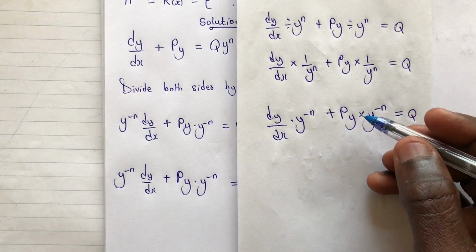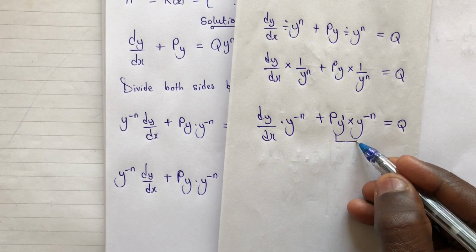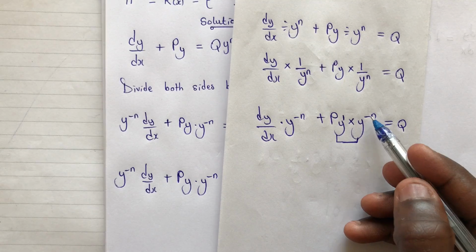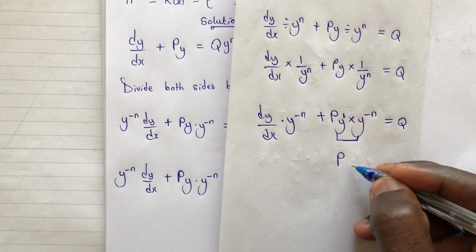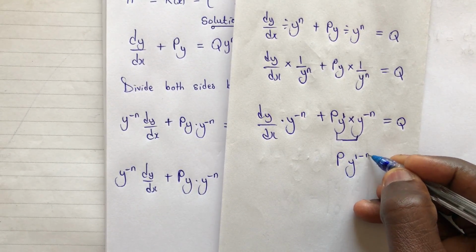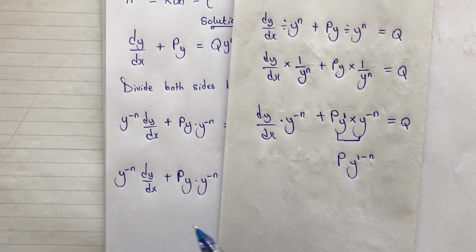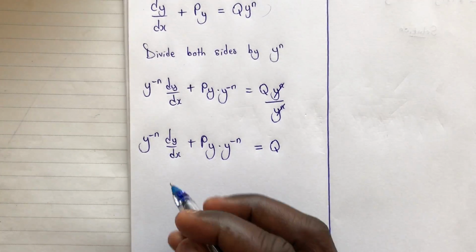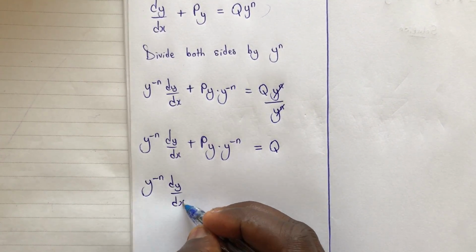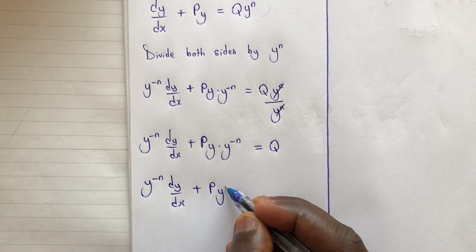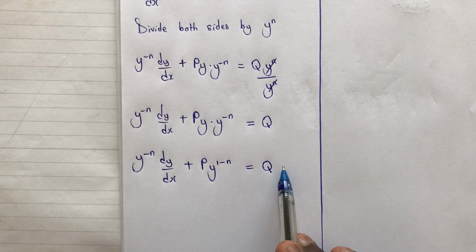Now, note that I have y to power 1 here. So from indices, I can pick the base, one of the base, and then add the powers. So this side of the equation is giving us p y^(1-n), because 1 plus negative n is 1 minus n. So that is what we will have here. So when we move on, we have y^(-n) times dy/dx plus p y^(1-n) equal to q. Now let's label this one equation 1.